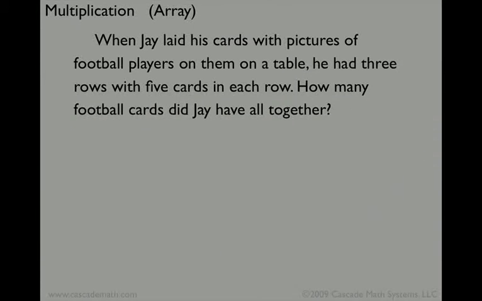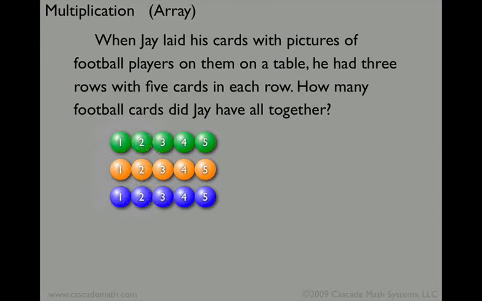I'm going to use 5 balls to represent the number of football cards in each row. And since there are 3 rows, I'm going to have 3 sets of 5. We're going to multiply to get our answer and use addition to check our work. 3 times 5 equals 15.